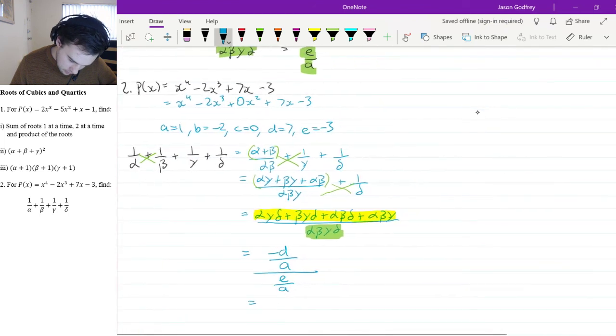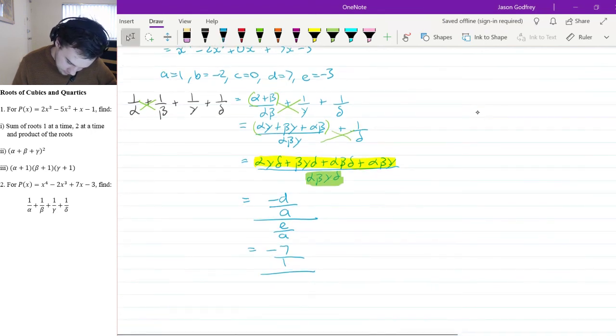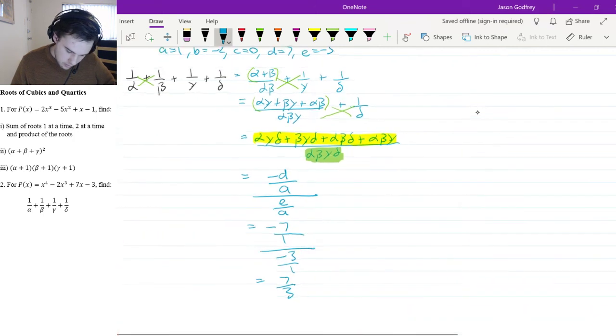Okay, and then now it's just a matter of subbing in these values. We had negative d is 7, on a is 1, on e on a is negative 3 on 1, which will be 7 over 3.